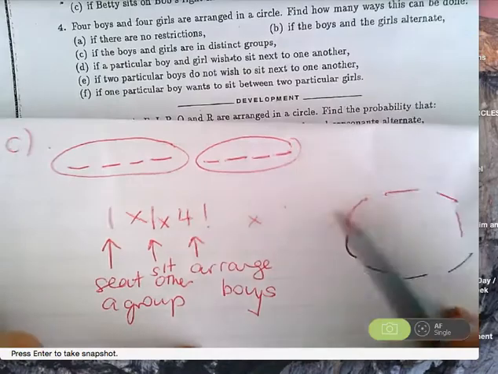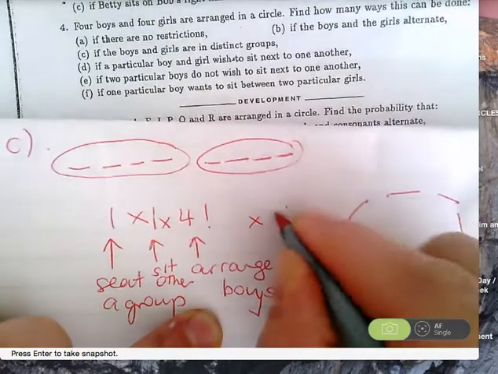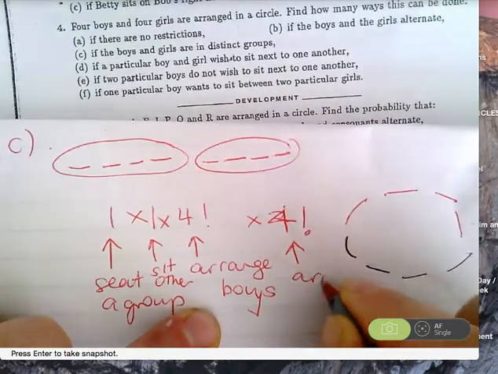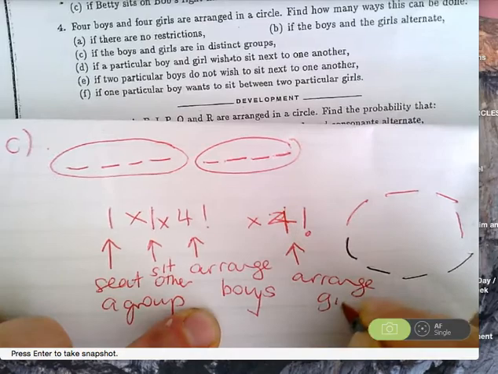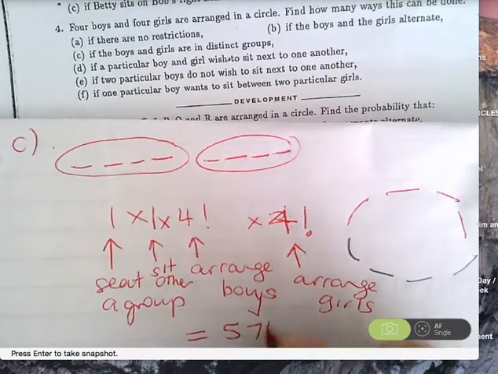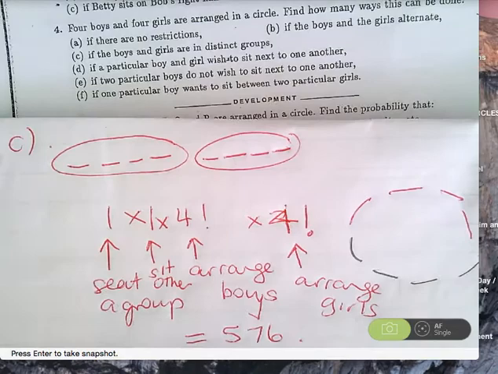Now, arrange the people within each group. Arrange the boys is 4 factorial, and arrange the girls is also 4 factorial. And what do we get? 24 times 24 is 576, and that's correct.